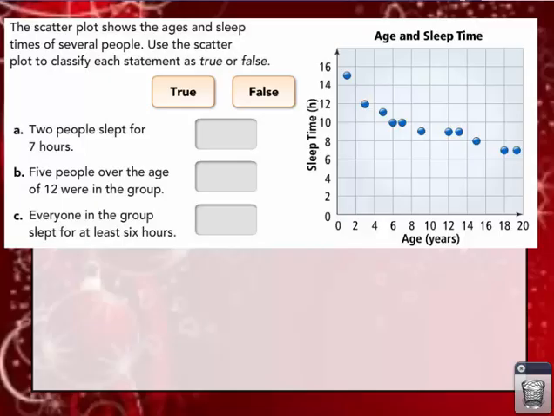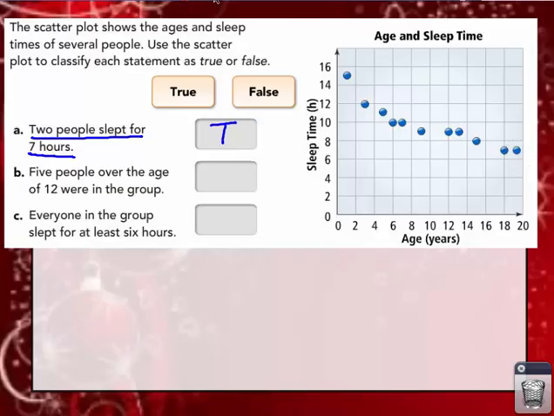It says the scatter plot shows the ages and sleep times of several people. Use the scatter plot to classify each statement as true or false. What you have to be able to do with the scatter plot is determine relationships and then answer questions about the information provided. So take, for example, it says 2 people slept for 7 hours. So did 2 people sleep for 7 hours? We come up here to 7 hours and we work our way across. We find out that yes, 2 people did actually sleep for 7 hours. So that would be true.